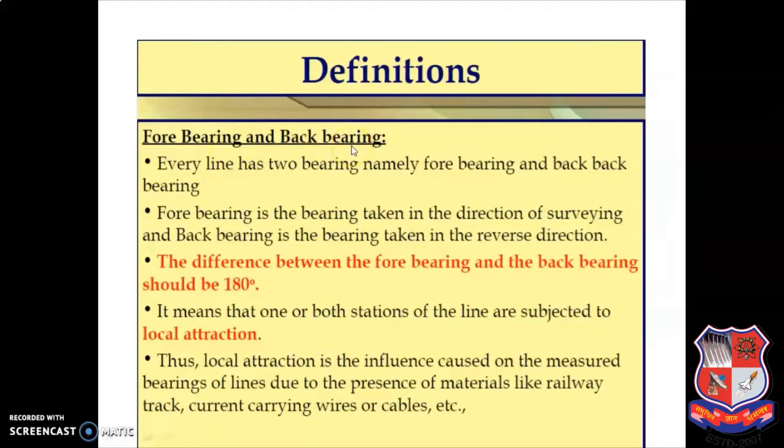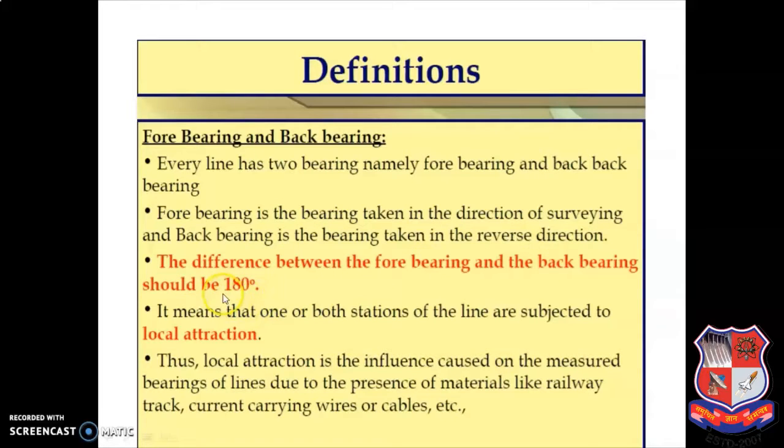Forebearing and back bearing. Every line has two bearings, namely forebearing and back bearing. Forebearing is the bearing taken in the direction of surveying, and back bearing is the bearing taken in the reverse direction. Forebearing means, as the name suggests, forward. The bearing taken in the forward direction of survey is called forebearing, and the bearing taken in the reverse or backward direction of survey is called back bearing. I will show you the figure also so you can understand easily.